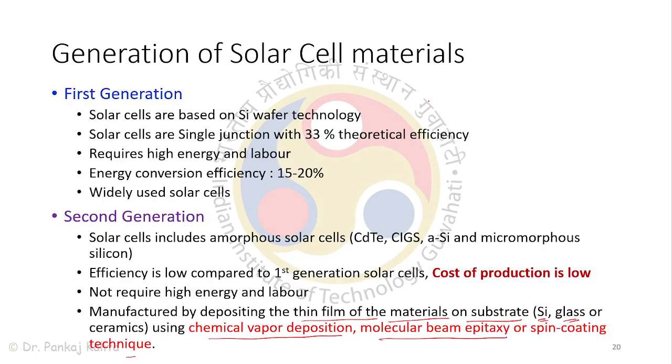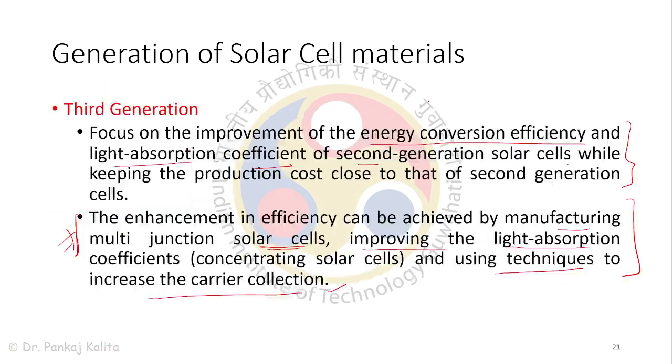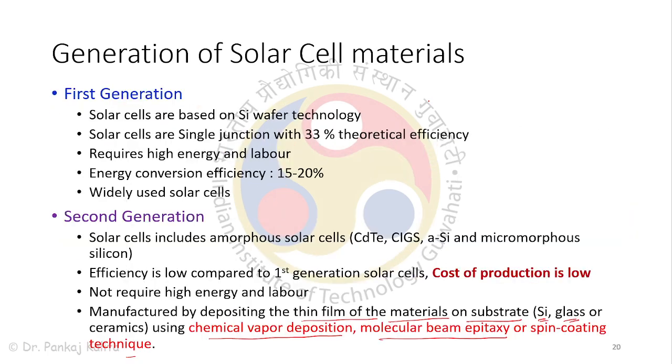So now I'll quickly go through this slide. There are basically three generations of solar cell materials. The first generation was a very costly technology, mainly silicon based, a single junction silicon cell with around 33% theoretical efficiency, but its energy conversion efficiency was around 15 to 20%. But it was very energy intensive and costly.